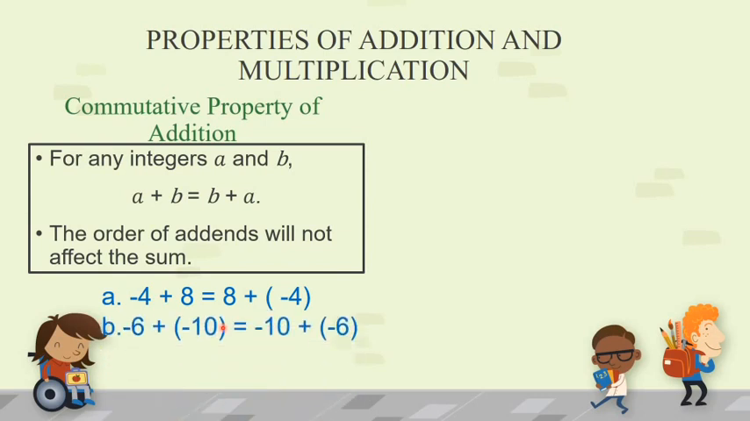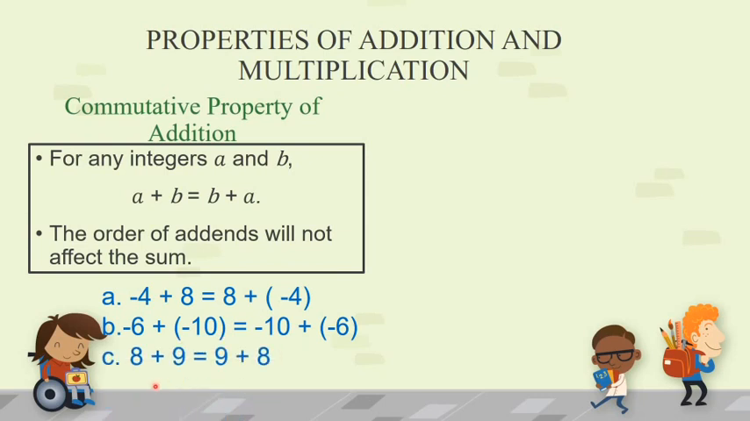Okay, second example, we have here negative 6 plus negative 10. And it interchanges, we have negative 10 plus negative 6. So there is a change in position of the addends. But still, negative 6 plus negative 10 is equal to negative 16, and negative 10 plus negative 6 is also equal to negative 16. So it will not affect the sum.